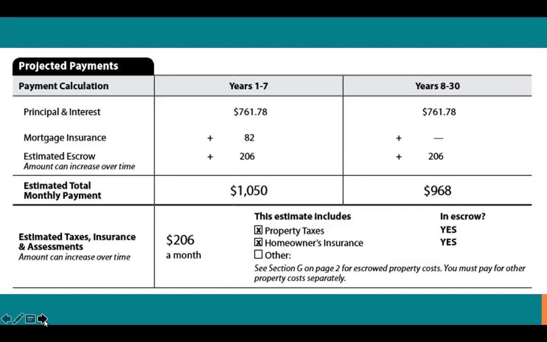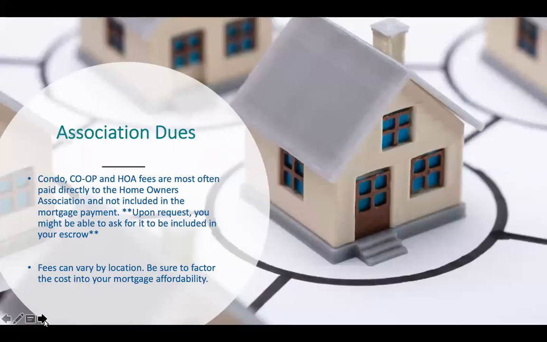Now keep in mind that there's one other expense depending on the type of housing that you purchase that isn't included right here, and that is the association dues. So some condos or co-ops are going to have a homeowners association fee that is paid directly to that homeowners association and is not included in your mortgage payment. Upon request, you might be able to ask for it to be included in your escrow. I have actually not ever met anyone who has had that as an opportunity, but I did find a source on the Consumer Protection Bureau website that did say that that is a possibility with some lenders.